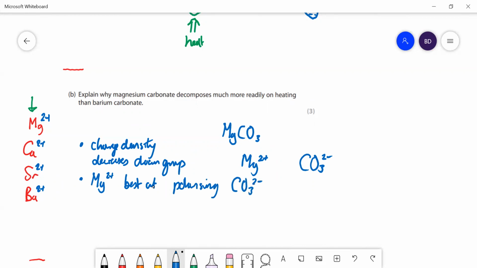And that means when the ion gets polarized, the carbon-oxygen bonds are weakened. So that means you need less energy to break them. So they're easier to break, and so the compound decomposes more easily. Okay, so there are 3 marking points there. Charge density decreases down the group, so they're not as good at polarizing. So magnesium is the best at polarizing it. When you polarize the ion, you weaken the carbon-oxygen bonds.